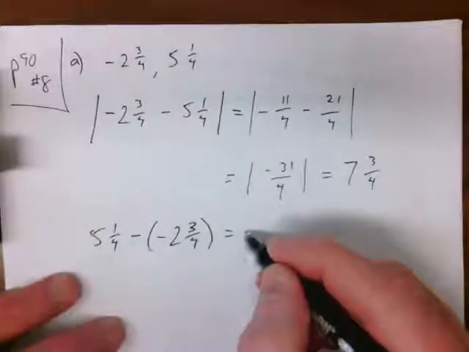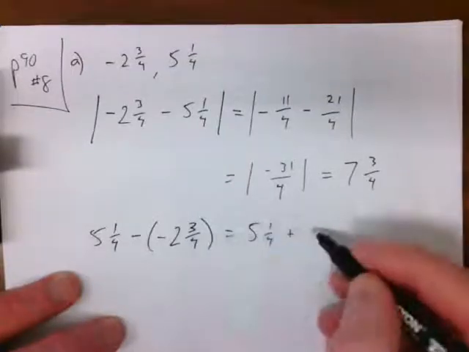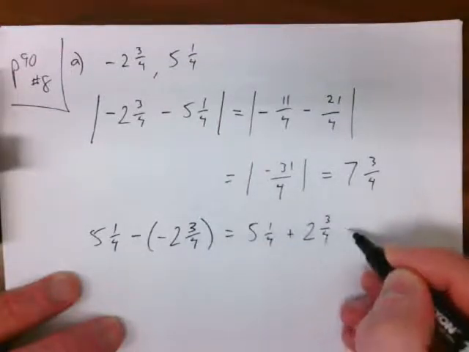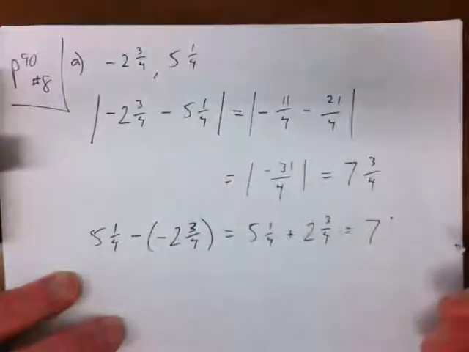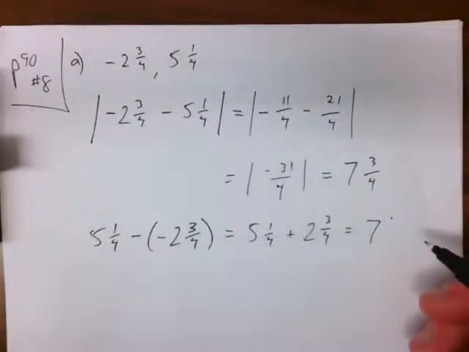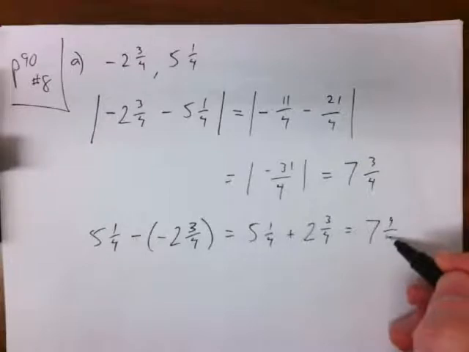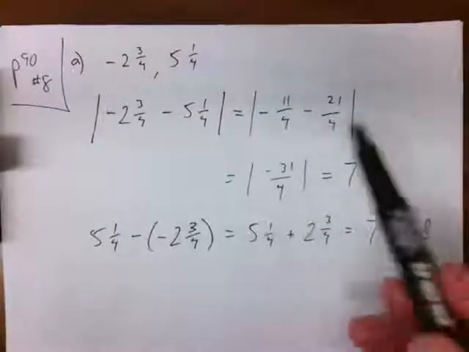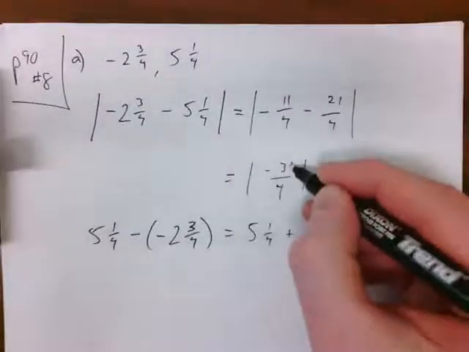Let's do this one. So it's 5 1/4 plus 2 3/4. 5 and 2 is 7. 1 and 3 is 4. Did I do something wrong here? So that would be 4 over 4, which equals 8. 11. Oh, 11 minus 21 is 32.